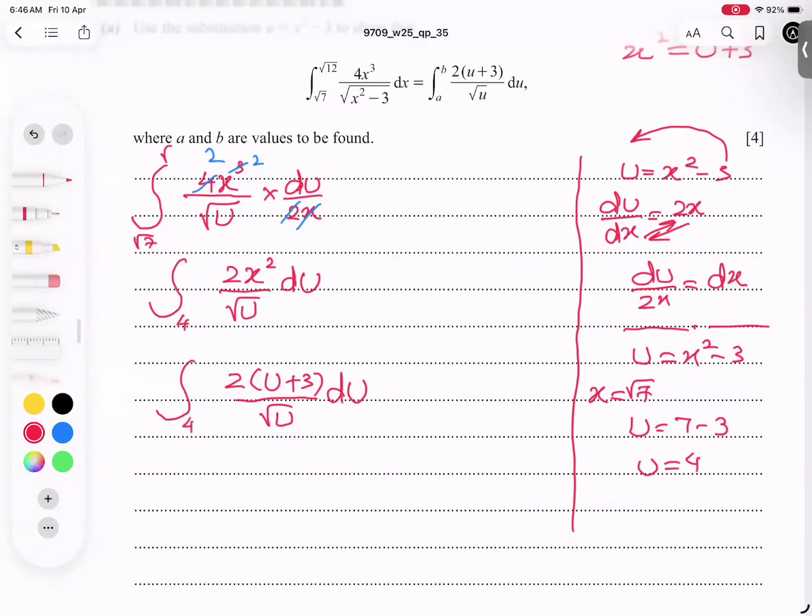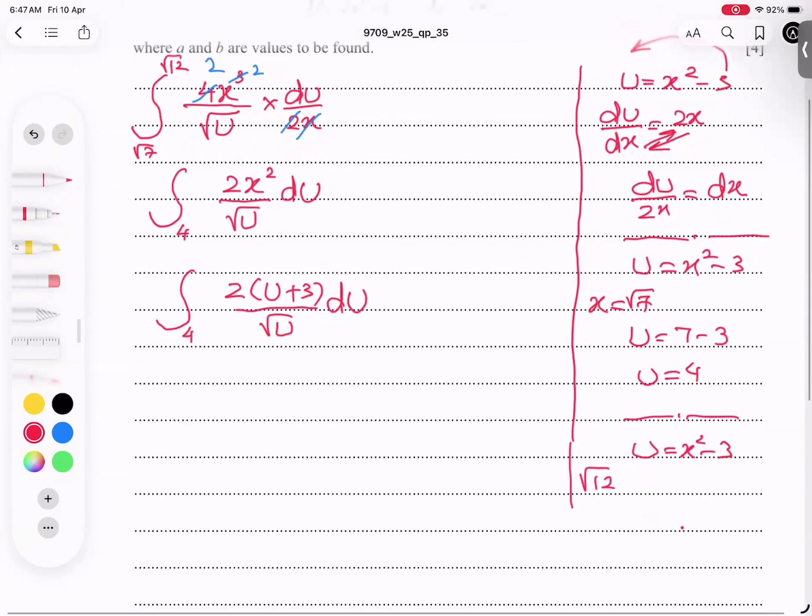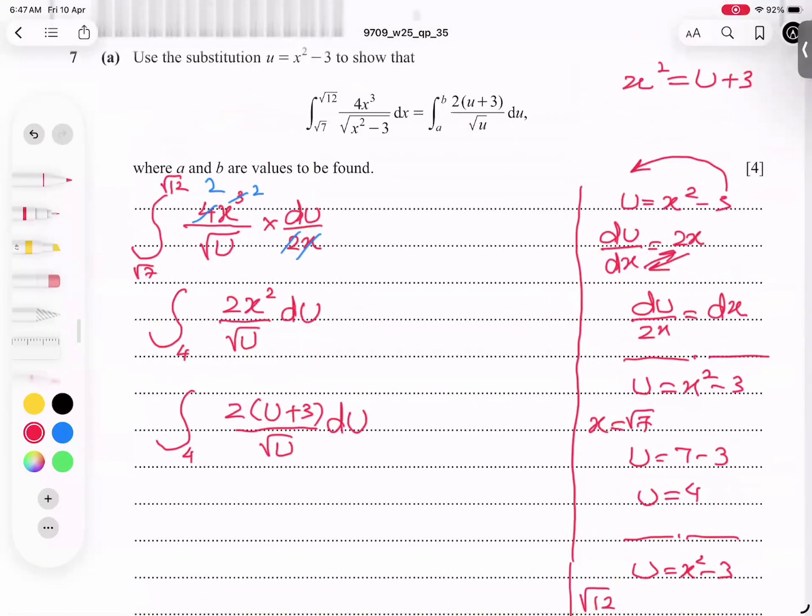And the upper limit is root 12. So let's see how we can convert it. Again, u equals x squared minus 3. I'm going to put root 12, so u equals 12 minus 3, and I got 9 here. So the lower limit is 4, the upper limit is 9. I hope the concept is very clear, and up till now the proving part is done.